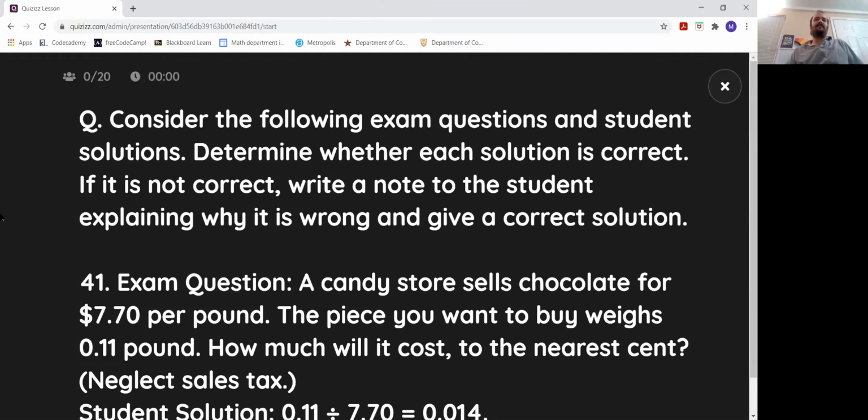So this is a student solution. Consider the following exam questions and student solutions. Determine whether each solution is correct. If it is not correct, write a note to the student explaining why it is wrong and give a correct solution. So this is going to be one of those open-ended questions.